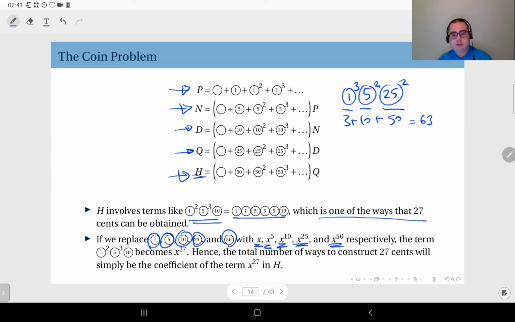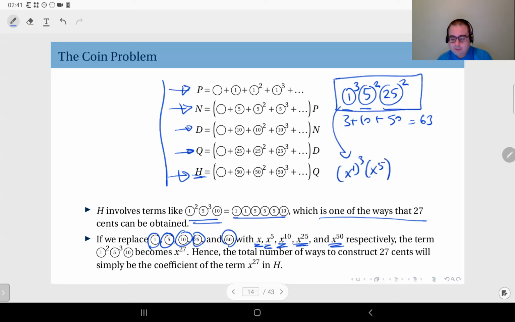Now, if I do that, these will become polynomials, right? Well, they will have infinite degrees, but that's no problem for us. But an expression like this is going to become x to the power 3, x to the 5 to the power 2, x to 25 to the power 2. In total, this will be x to the power 63.